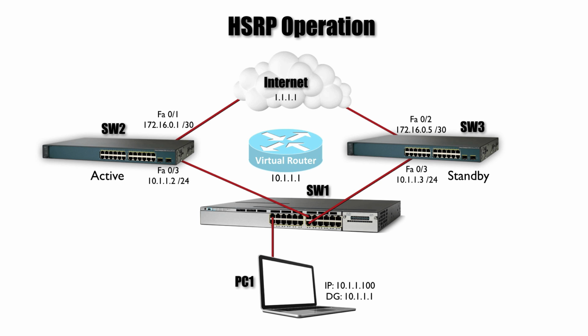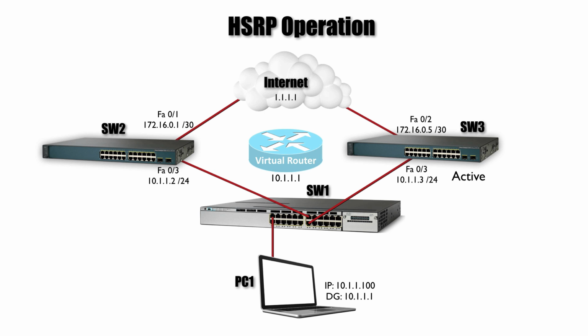And one of the reasons we love HSRP is if this active router were to go down for some reason, then we've got a standby router, SW3, that can take over. And PC1 can still forward packets out to the internet. This time it happens to be using SW3, but this is transparent from the perspective of PC1. It still uses the same default gateway of 10.1.1.1, and we know that a PC ARPs for the MAC address of its default gateway. The MAC address is maintained as well. SW3, which is now servicing 10.1.1.1, is also servicing the MAC address associated with 10.1.1.1.